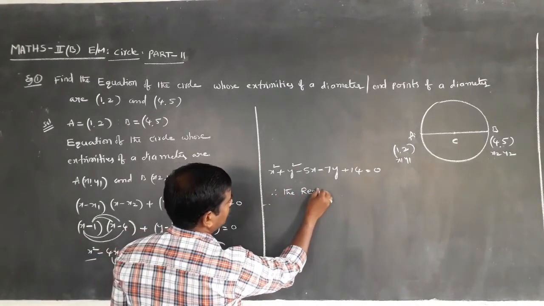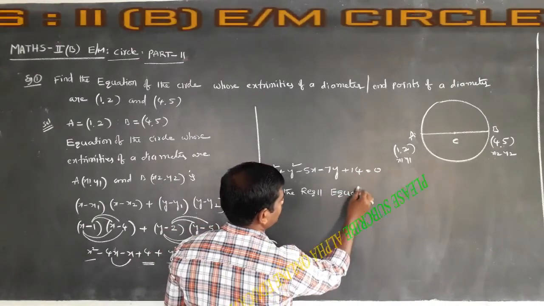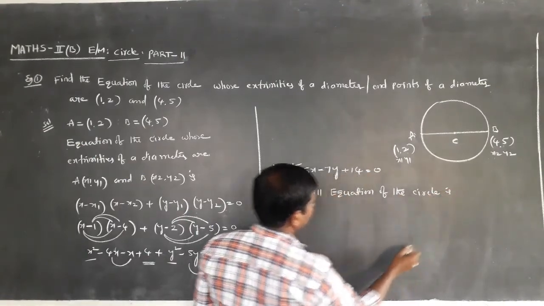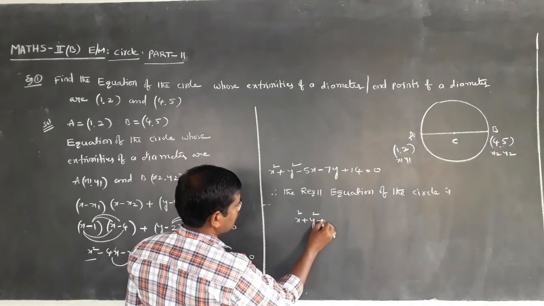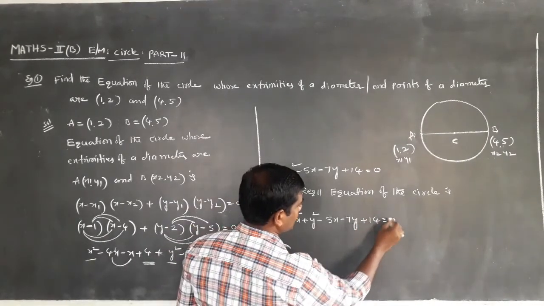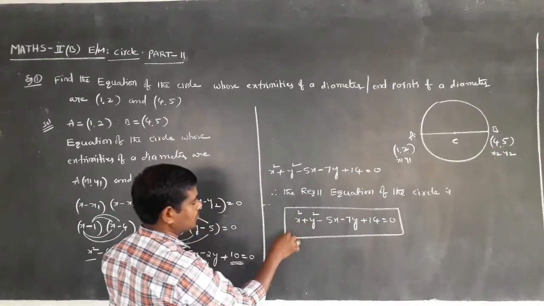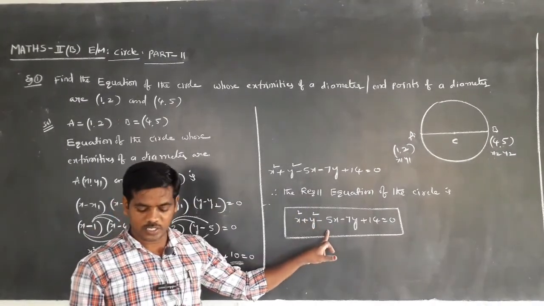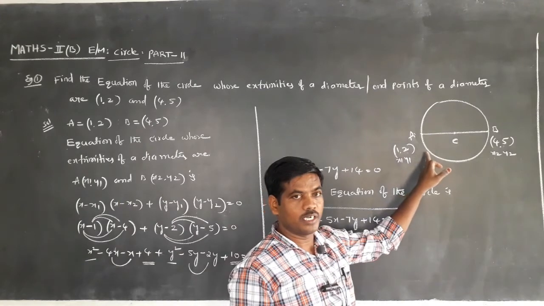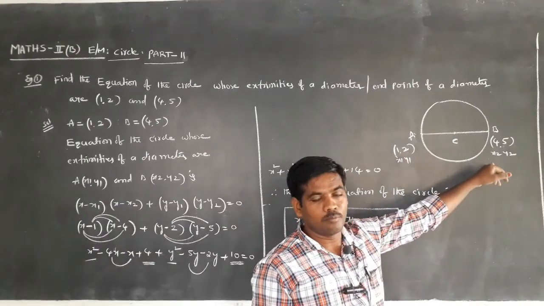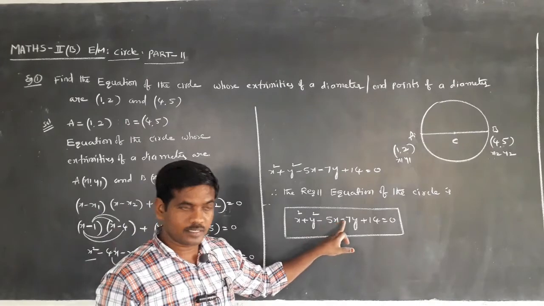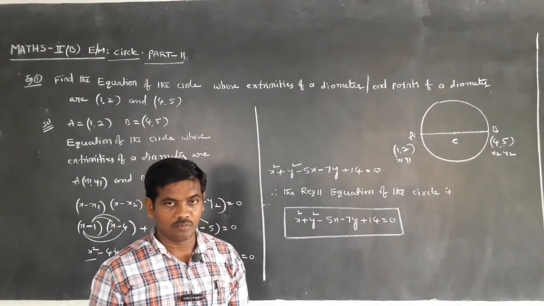Therefore, the required equation of the circle is x square plus y square minus 5x minus 7y plus 14 is equal to 0, which is the required equation of the circle whose extremities of a diameter, or endpoints of a diameter, A (1, 2) and B (4, 5) is x square plus y square minus 5x minus 7y plus 14 is equal to 0.